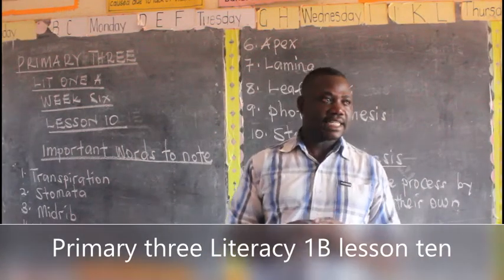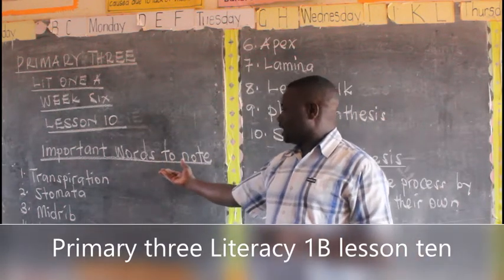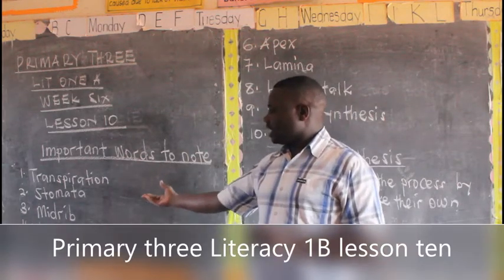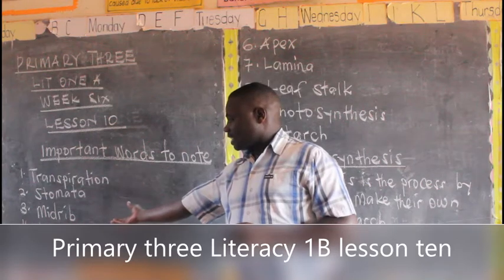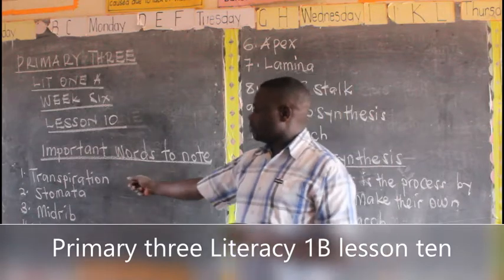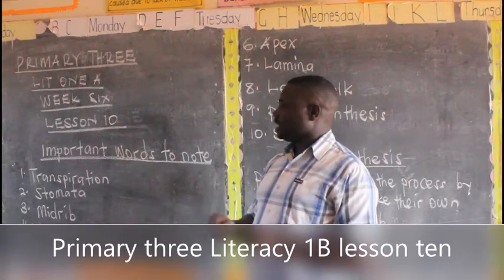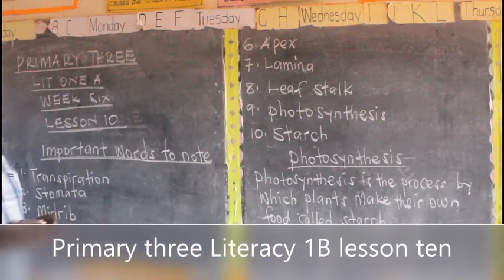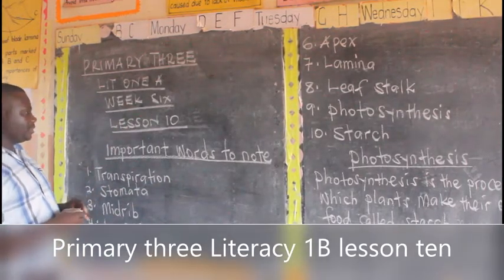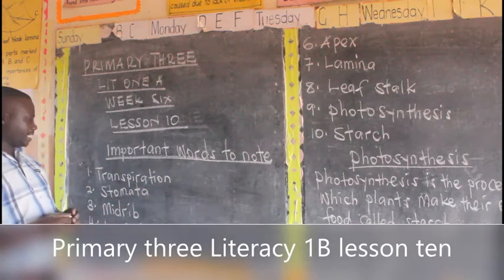We are going to start by looking at some of the important words to note about the leaves. As long as you master this, there are some parts that exist on a leaf, and there are some processes that do take place in plants. We are starting with word number 1, which is transpiration. In our 9th lesson, I told you that I underlined it because I'm going to elaborate it more. Elaborate is to explain it more.